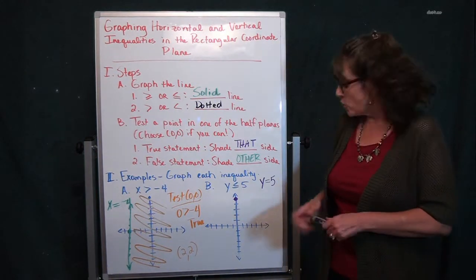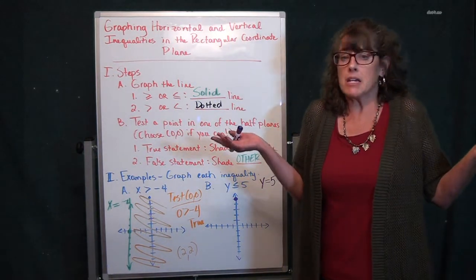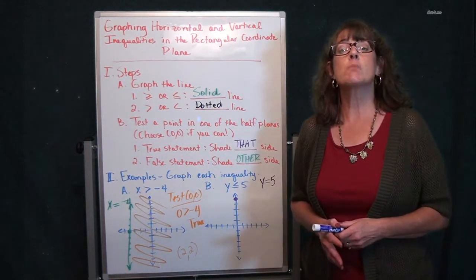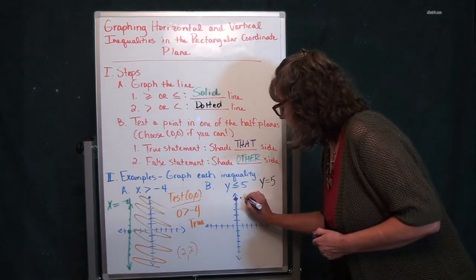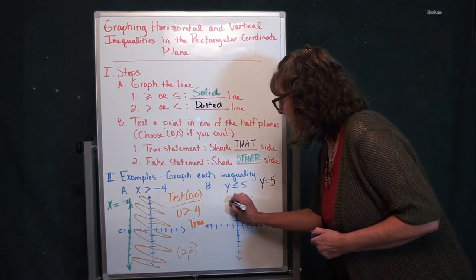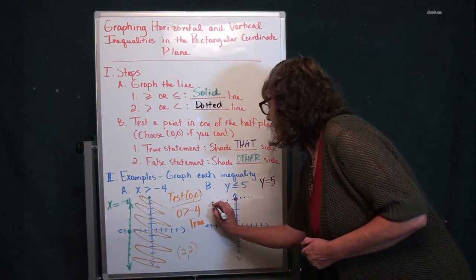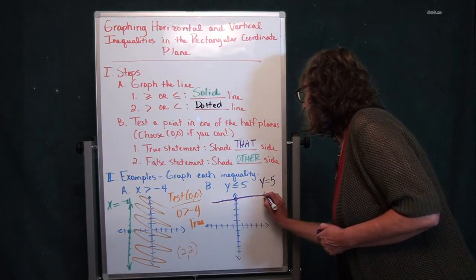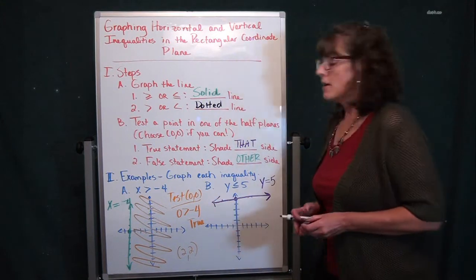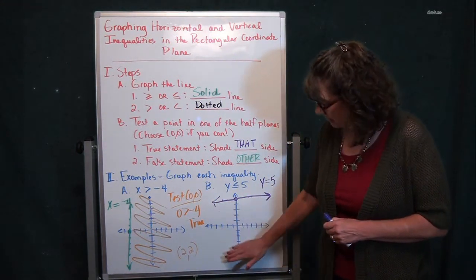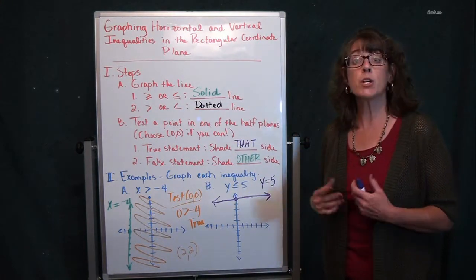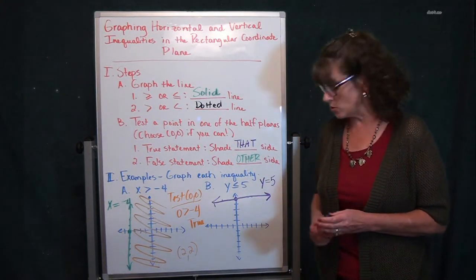And remember, there's no x in there, so I don't care what x is. X can be anything. Just make sure that the y is a 5. So y is also 5 here, here, here, here, here, here, here. And when I connect those, I get a horizontal line. So now I've broken it into two half planes, half plane down here, half plane up here. I'm going to check and see which half plane has all the solutions.